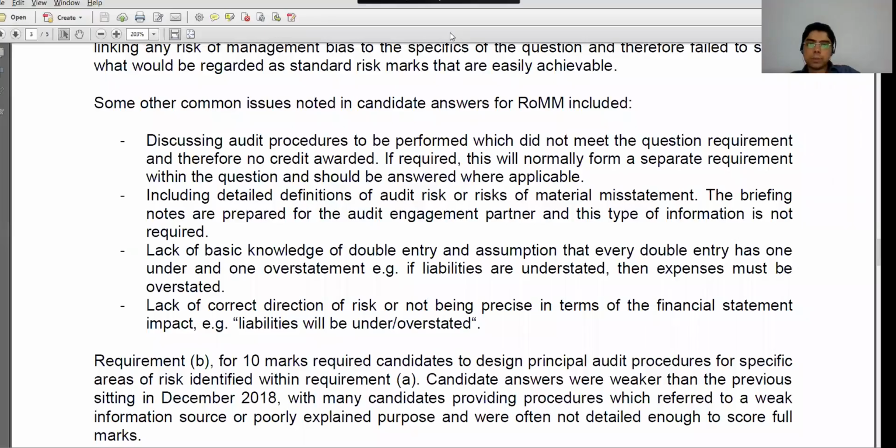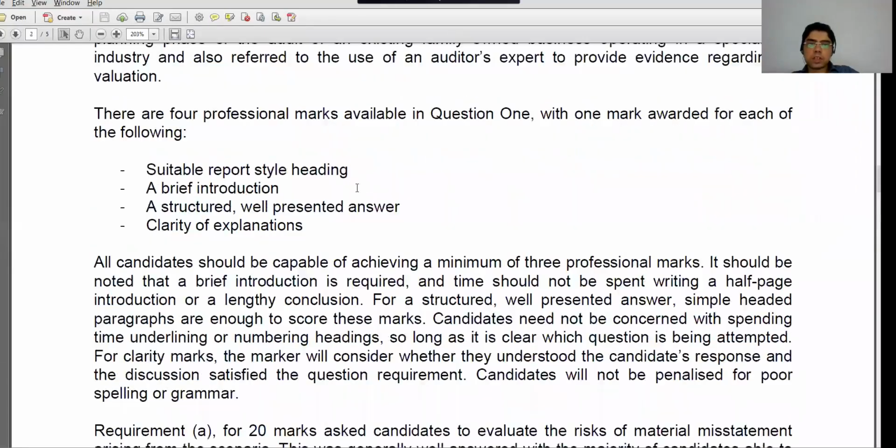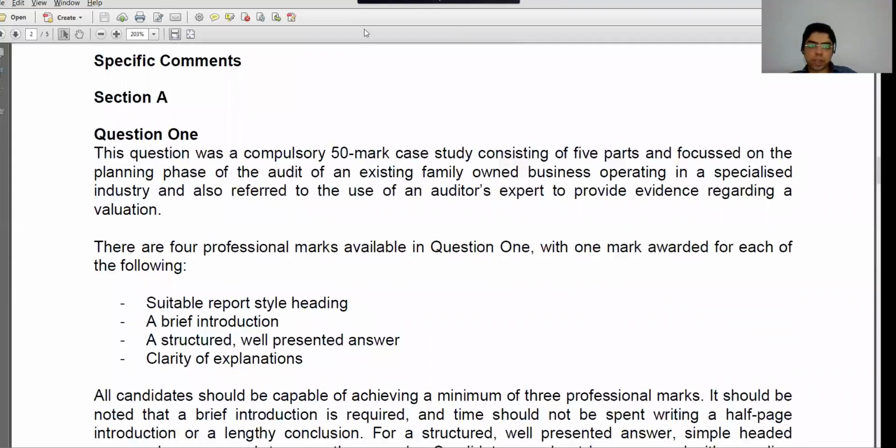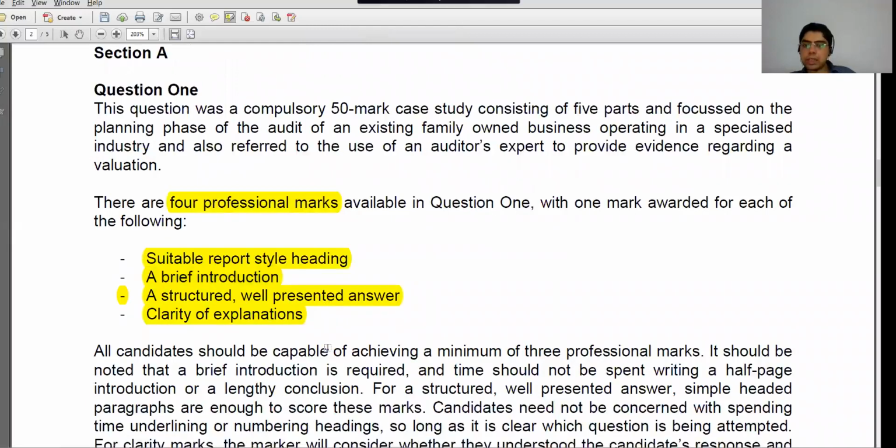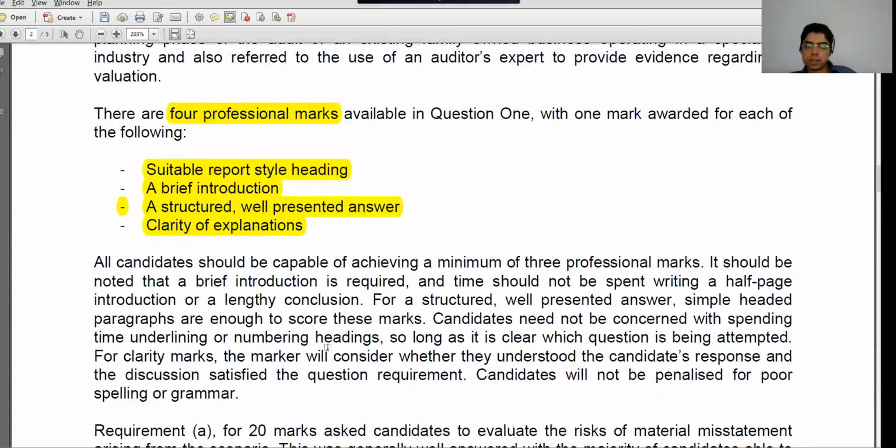Clear? Now I'm going to take you through the examiner's comments for this question, just the key points. For professional marks, to get those marks, you have to have a suitable report style heading like briefing notes. You have to have a brief introduction that we just talked about, a structure, well presented answers, and clear explanations. That's how you can earn these professional marks.